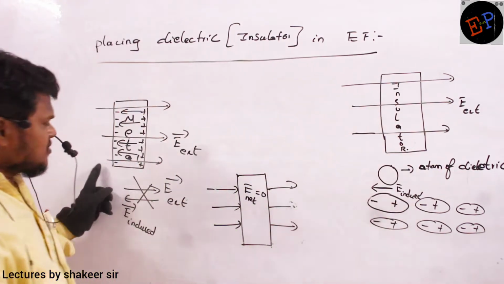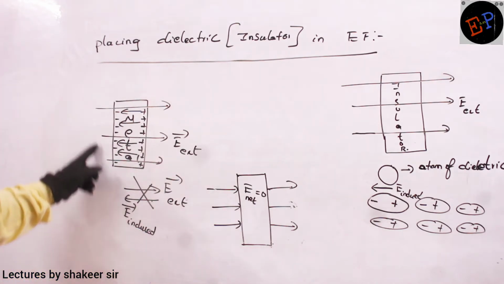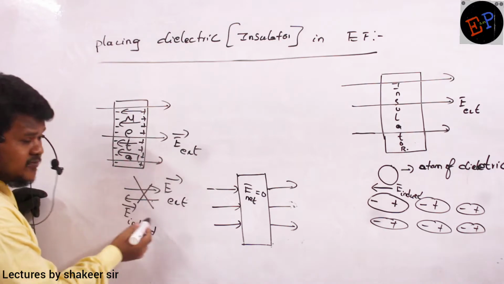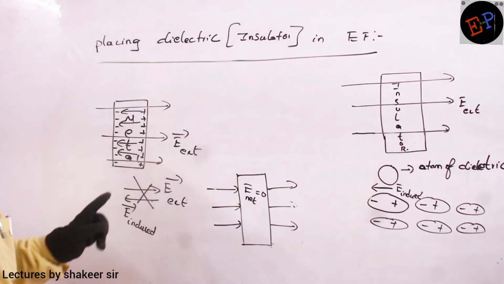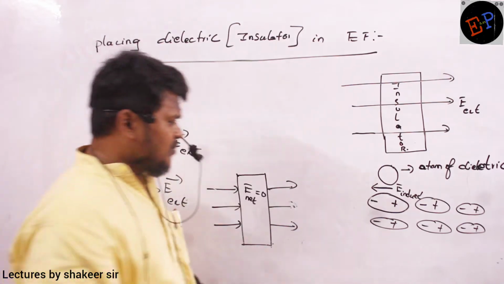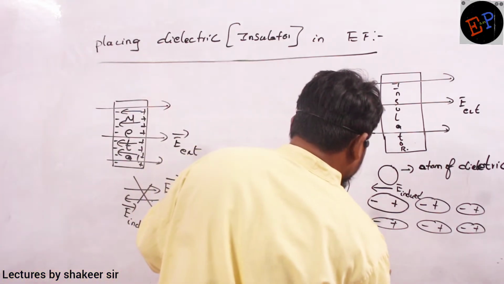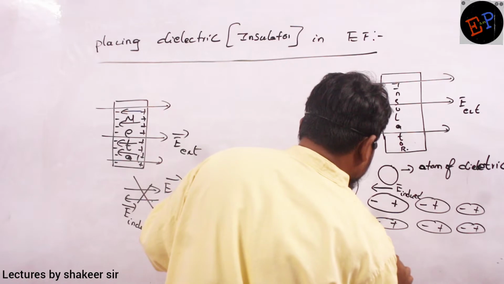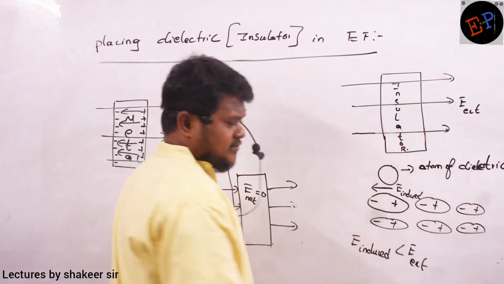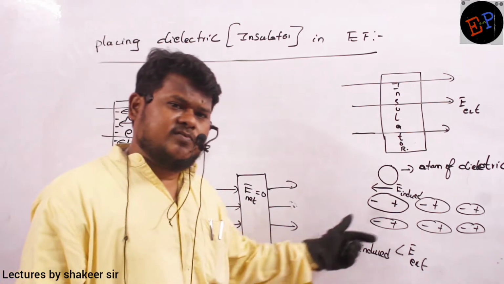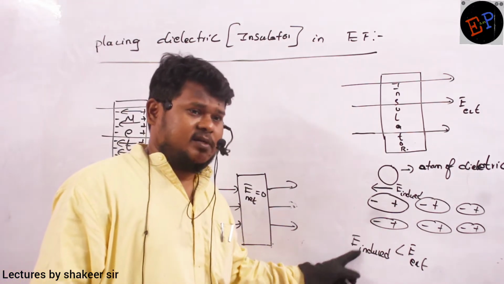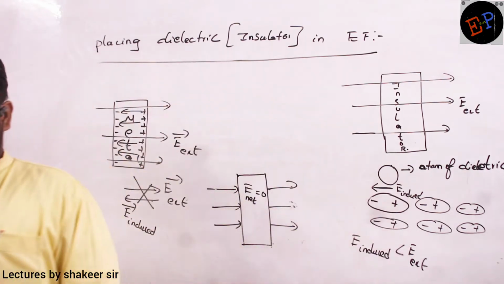But in the case of a conductor, what was happening? The external field and the induced field were equal and opposite, so that's why they were getting cancelled with each other. But here the problem is that E induced is smaller than E external, the applied field. Its magnitude is very less. So if the induced field is less than the external electric field, now can you say what happens?